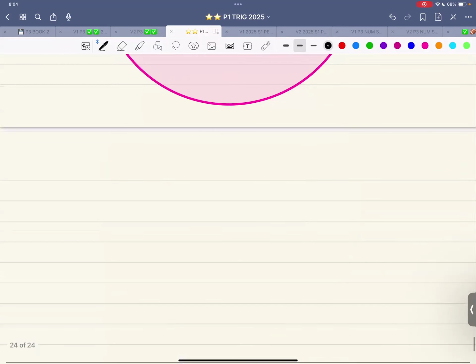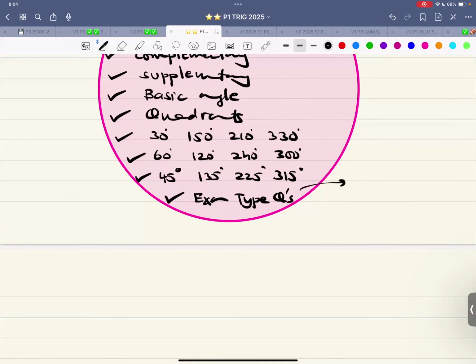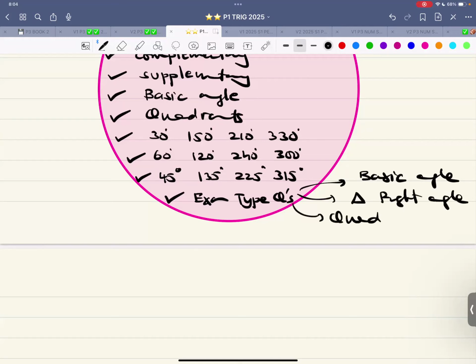These are the relatives of 30. We talked about relatives of 60: 60, 120, 240, and 300. We talked about the relatives of the 45-degree angle, that is 45, 135, 225, and 315. We talked about exam type questions. They are based on the decision maker, that is the basic angle. They are based upon right angle triangles, and they are based upon the concept of quadrants. And that is what we have done so far.